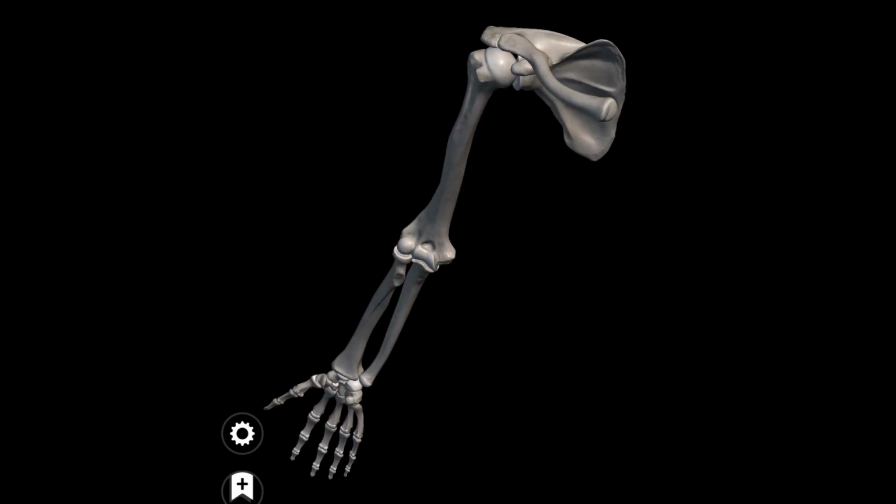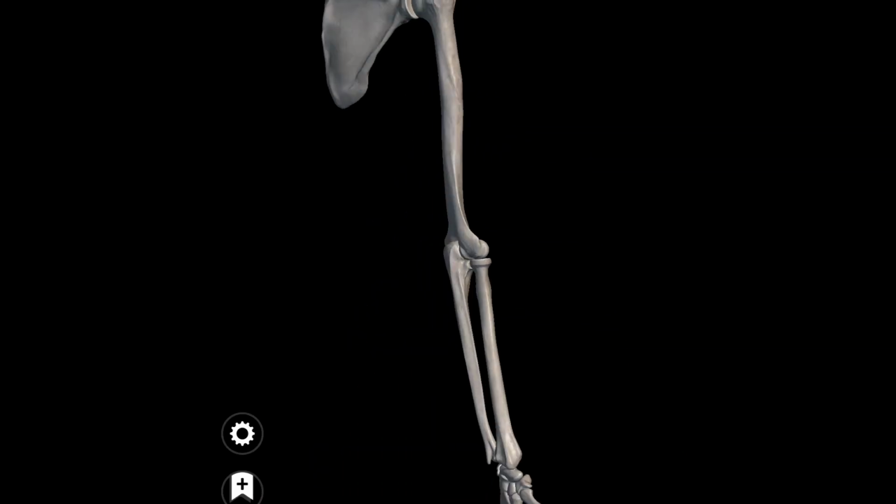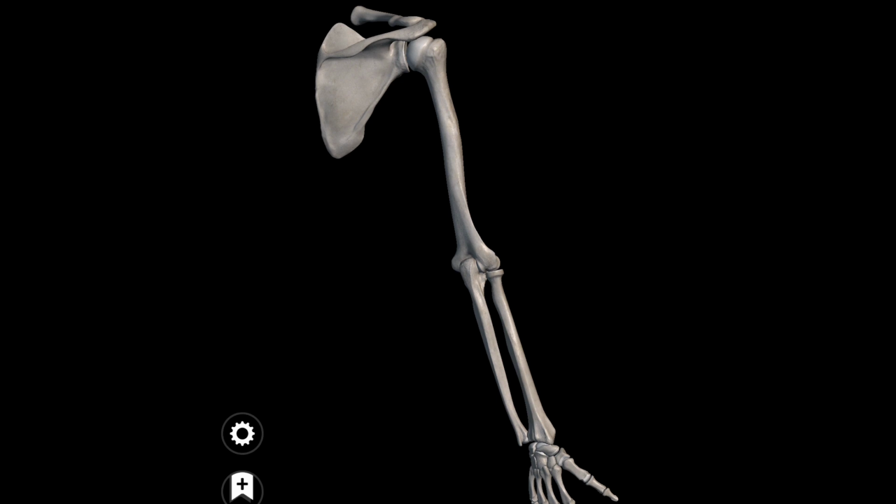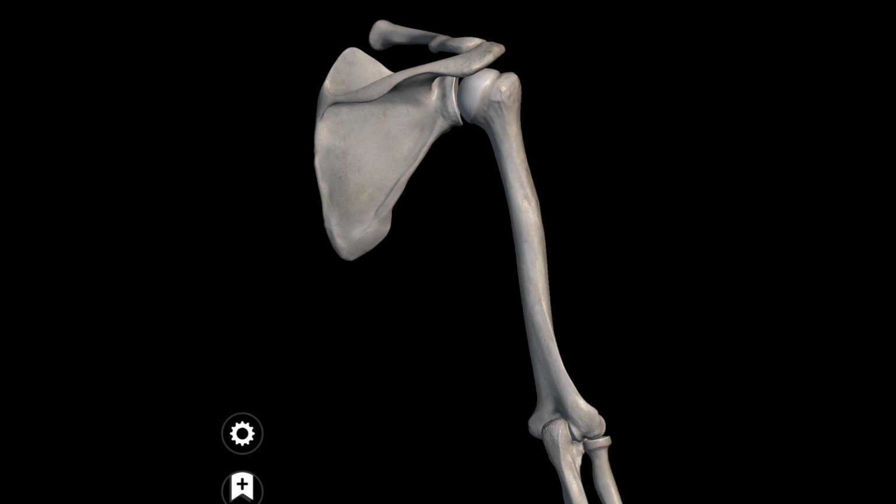Upper limb. Okay, so if you see, this is the upper limb. Here are two upper limbs, one on the right side and one on the left side. So first of all, let's discuss the bones.